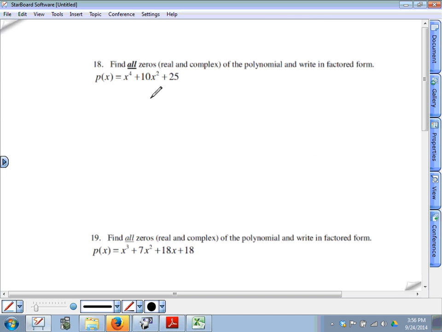Okay, question 18. Find all zeros, real and complex, of the polynomial, and write it in factored form. This is actually kind of a mean trick.